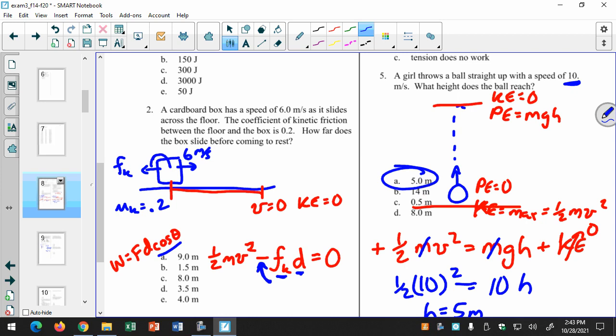Frictional forces will always be 180 degrees from the displacement. As far as we're concerned, the frictional force will never be in the same direction as the displacement. It will always oppose the direction of motion.